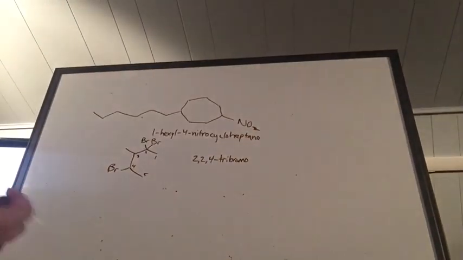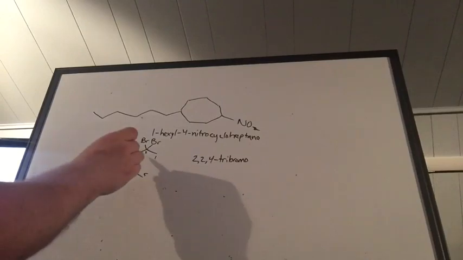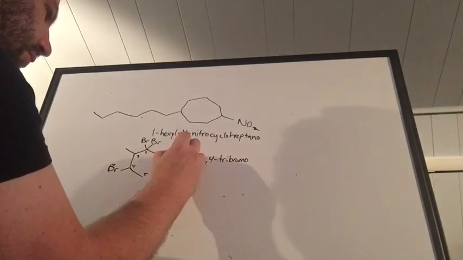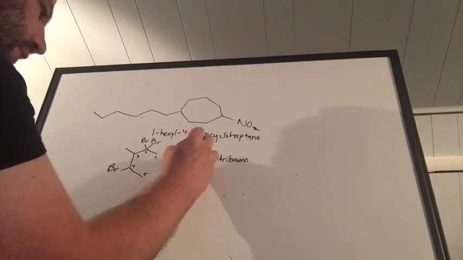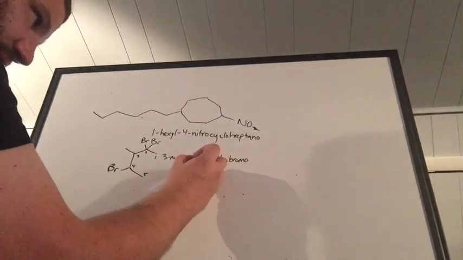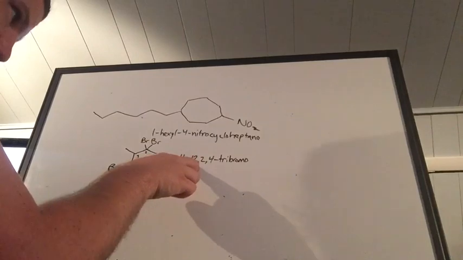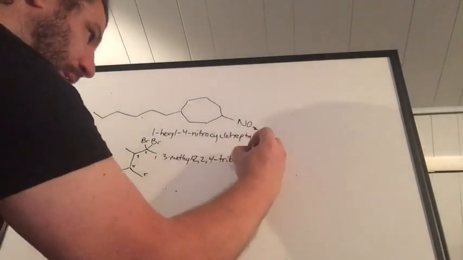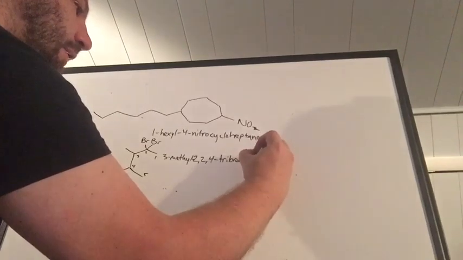So 2, 2, 4 tribromo. Okay, so what is going to be before that is going to be 3 methyl. Okay. Then hyphen 2, 2, 4 hyphen tribromo pentane.